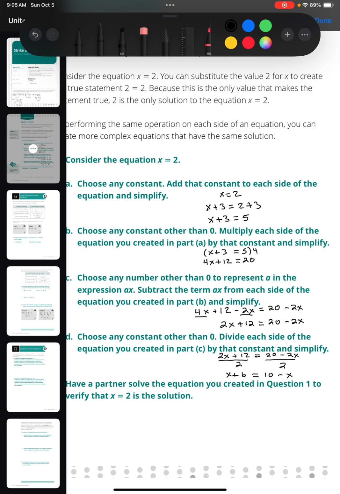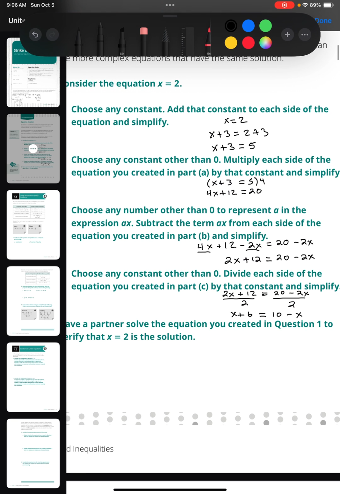Okay, so it says have a partner solve the equation you created in the questions and verify that x equals 2. So if you want to try to pause the video and see if you can solve that equation, now would be a good time to practice that, and then unpause to check your work.